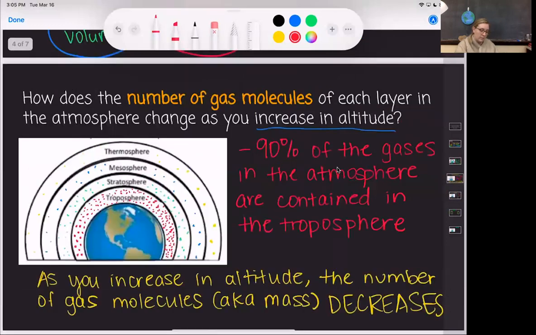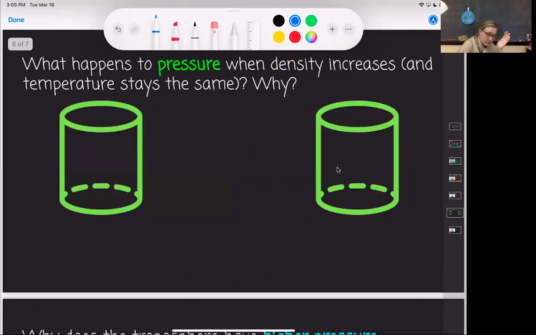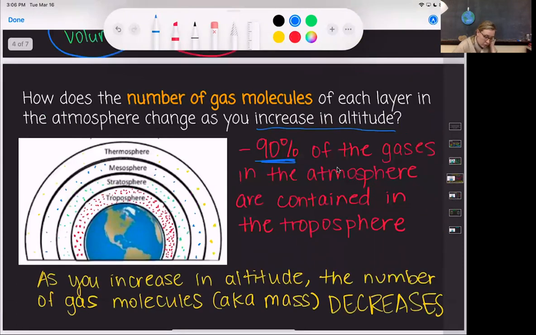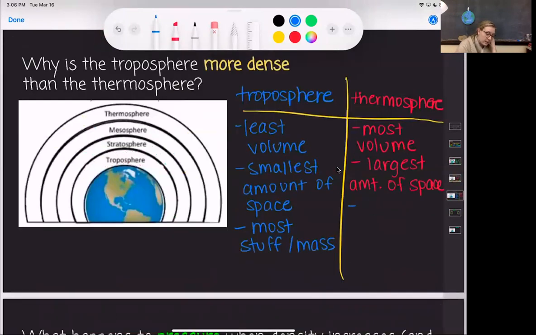So that takes care of volume, but what about stuff? Now, remember I just told you that the troposphere contains 90% of all the gases in the atmosphere. So that's a lot of stuff. So the troposphere has the most stuff, which means it also has the most mass. On the other hand, the thermosphere, like we just said, is really close to outer space. We're getting into that area where it's a vacuum, it's empty space, it's not air anymore, really. So this is going to have the least stuff and the least mass.